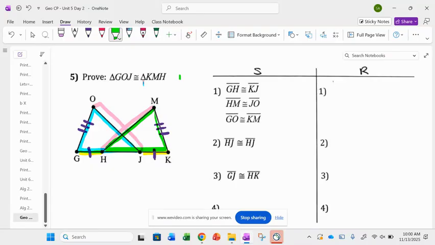But GH and JK, they're not full sides. They're too small. They're too short. They're not a full side. So that's the part we're trying to figure out, how to get the full side. So they're saying, well, step number one is our given.